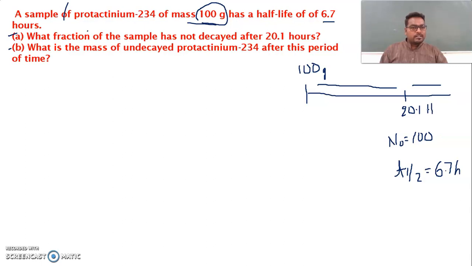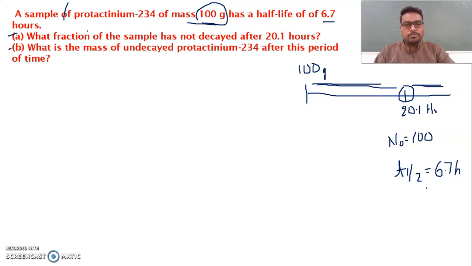Once again, dear students, it's a radioactive process in which 100 gram is present in the beginning. We have to identify exactly at this point, at 20.1 hours, the amount of radioactive substance decayed and the amount of radioactive substance remained. Here T half is given. So now start to solve this problem. Pause the video, solve the problem.